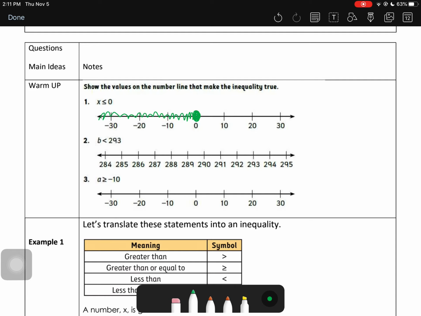The next one says b is less than 293. So we find the number 293, and we need an open circle because it's not equal to, and less than goes to the left.